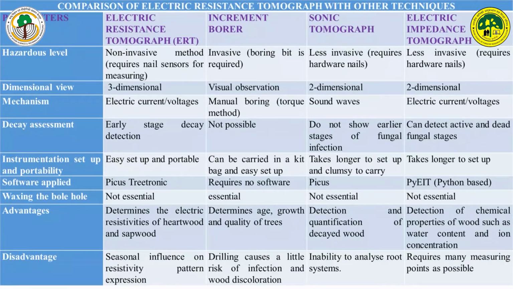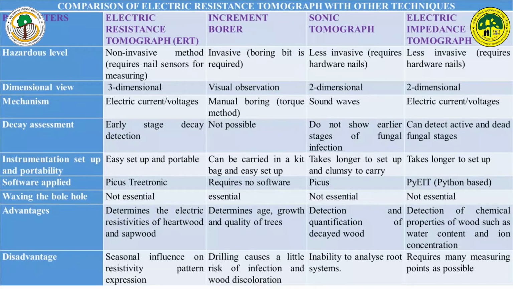But in case of increment borer, it is invasive. A 6 mm boring is done, and it's dangerous because that may become an entry point for fungus or insects if it is not correctly plugged with wax. So this may become dangerous in the later stages. Even in sonic tomograph, it is less invasive, requires hardware nails. And even in electric impedance tomograph, it is also less invasive, requires nails.